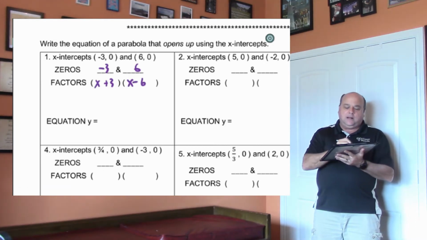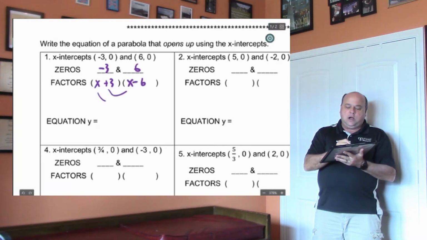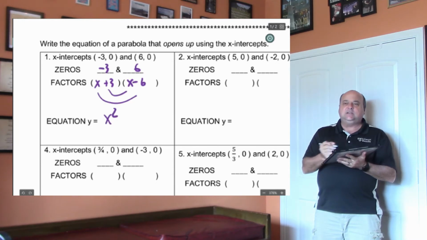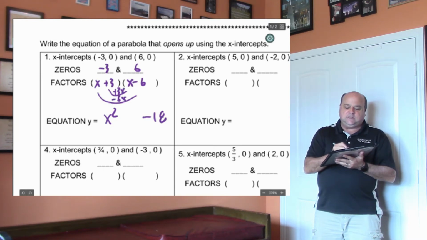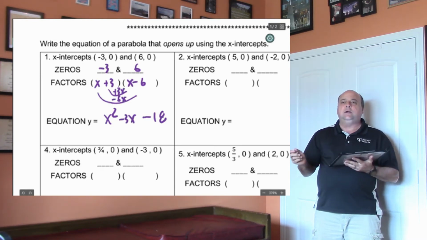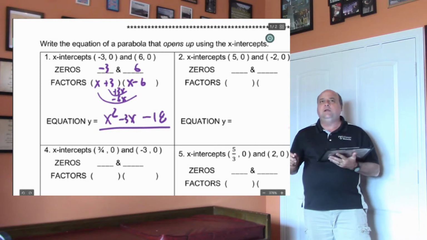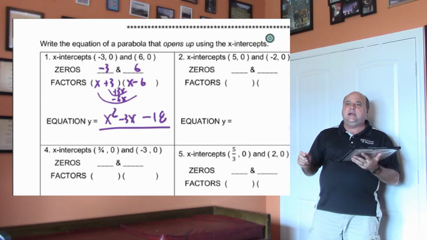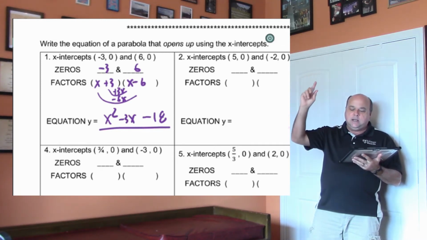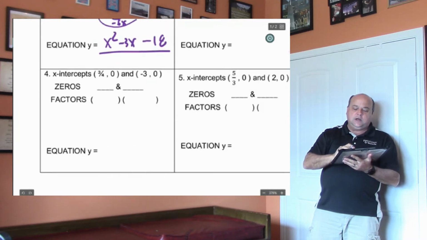So if I multiply those, I'm going to draw my arches. X times x is x squared. 3 times -6 is minus 18. Then a plus 3x and a minus 6x would be a -3x. That would be my equation. The y-intercept would be a -18, wouldn't it? Pretty simple stuff. Let's go to number 4.